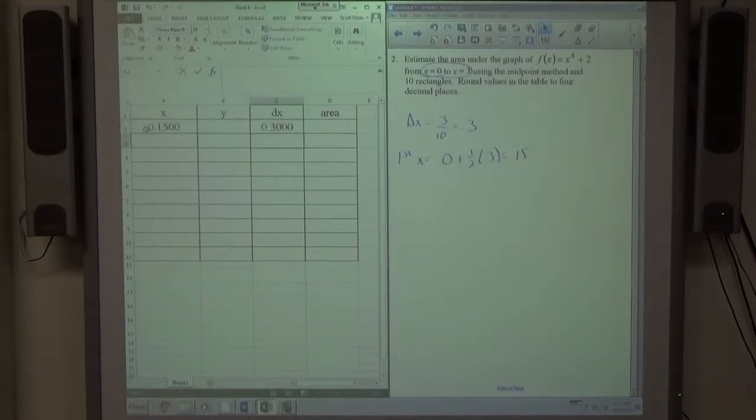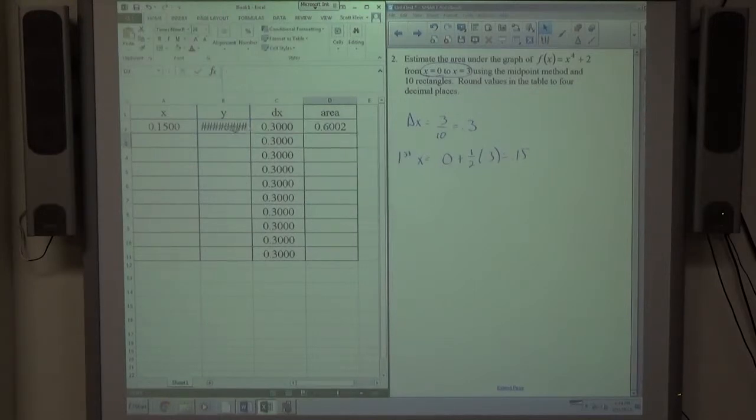And delta x is 0.3, and this I can just drag down to get all of them. For y, it's going to equal, it says x to the 4, so equals A2 caret 4 plus 2. Make sure the equal sign is there. And that's what that equals. And then the area is still equals B2 times C2. Type it in by hand or whatever.